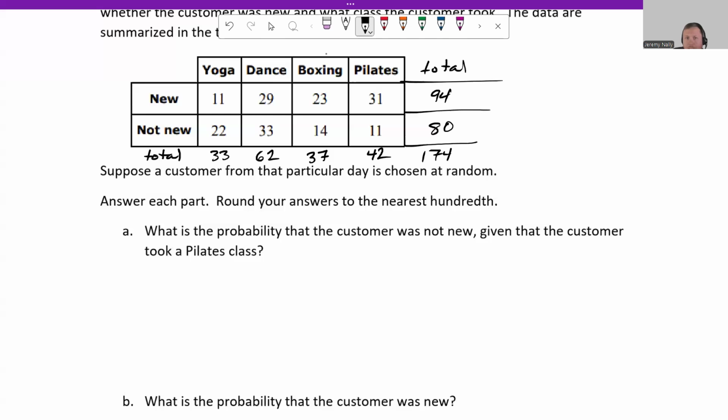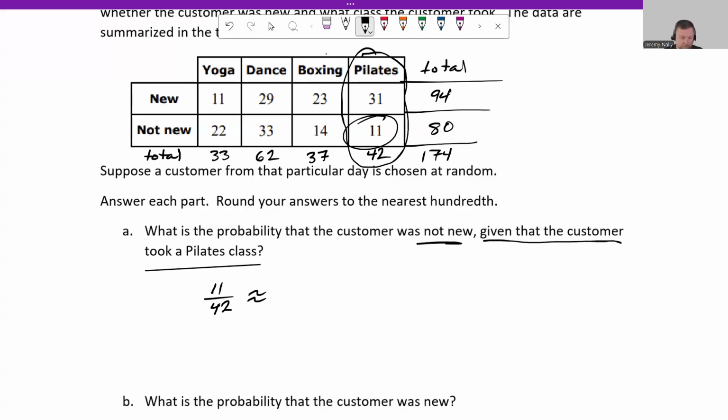What is the probability that the customer was not new, given that the customer took a Pilates class? So now I can just isolate the Pilates, and the number of not new in that column is 11. So it's just going to be 11 over 42. So to the nearest hundredth, I get 0.26.